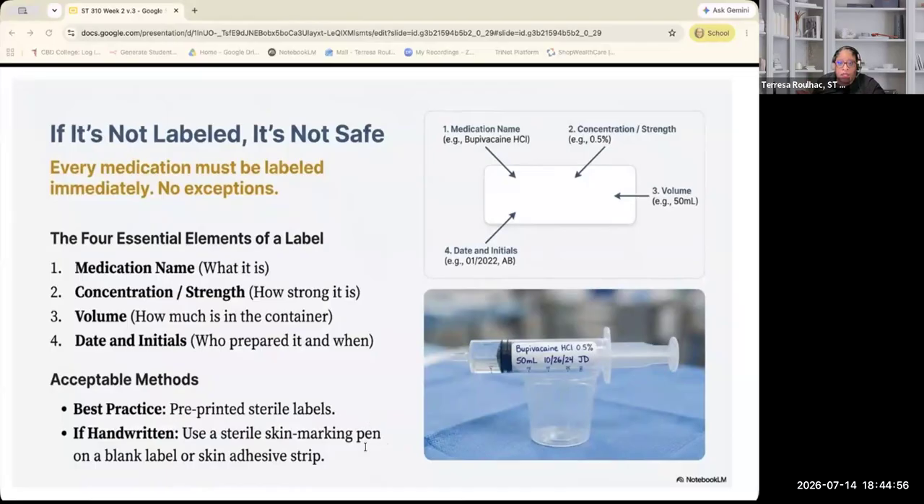Now, the biggest thing is that you label medications because patients deserve certainty. That's just professional. Okay, that's your professionalism kind of coming through. And as the patient's advocate, you're protecting them so that no error can get to them.